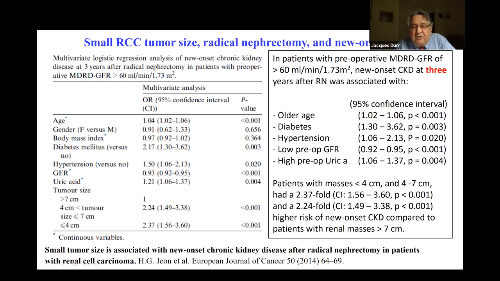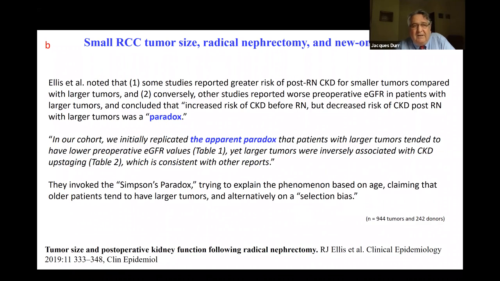tumor. Same, patient with intermediate sized tumor had a 2.24-fold higher risk of acquiring renal failure as compared to patient with larger tumor, again suggesting some kind of a renal protective effect of tumor size in terms of how they fare after the nephrectomy.